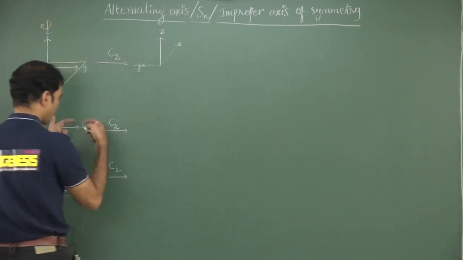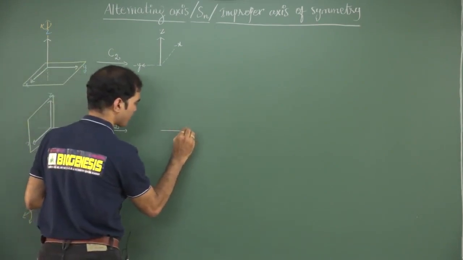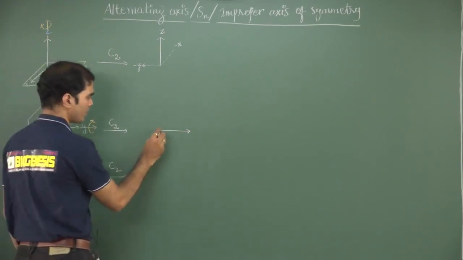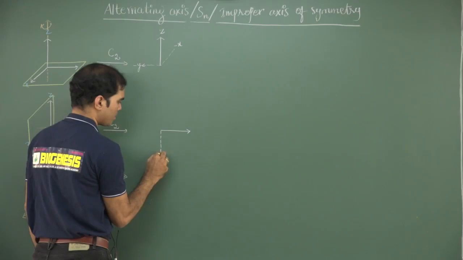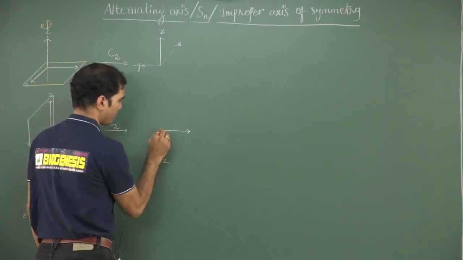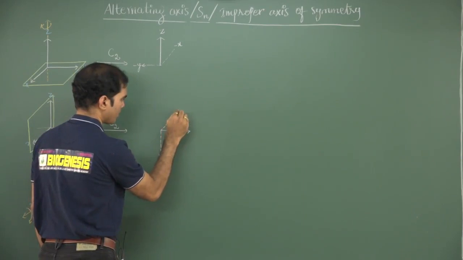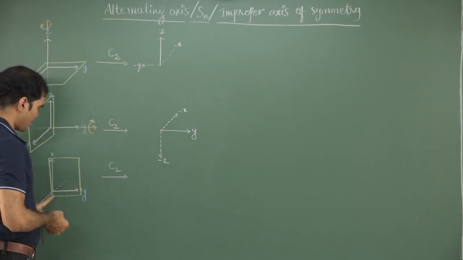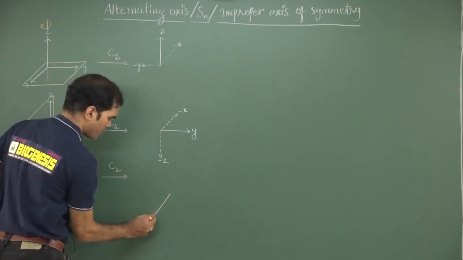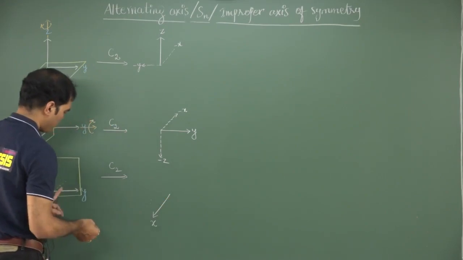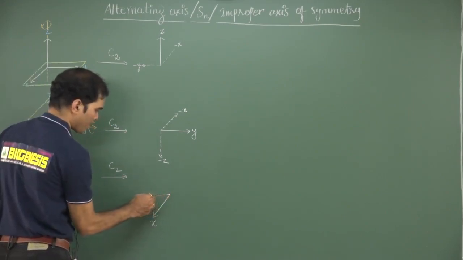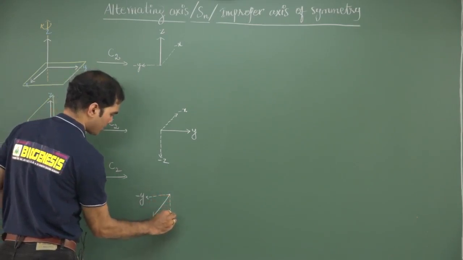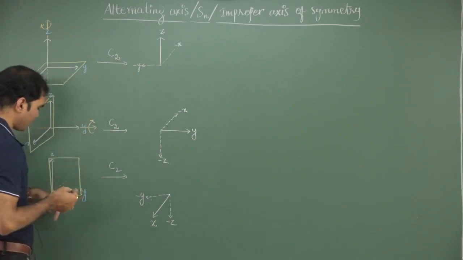In the second case I am rotating along y, so y will stay in its position, whereas x and z exchange with the opposite coordinates. So z will exchange with minus z and x with minus x. In the last case the rotation is along x, so keep x intact, x will not exchange, but y and z will exchange. So this is y exchanging with minus y, and this is z exchanging with minus z, so this will come.